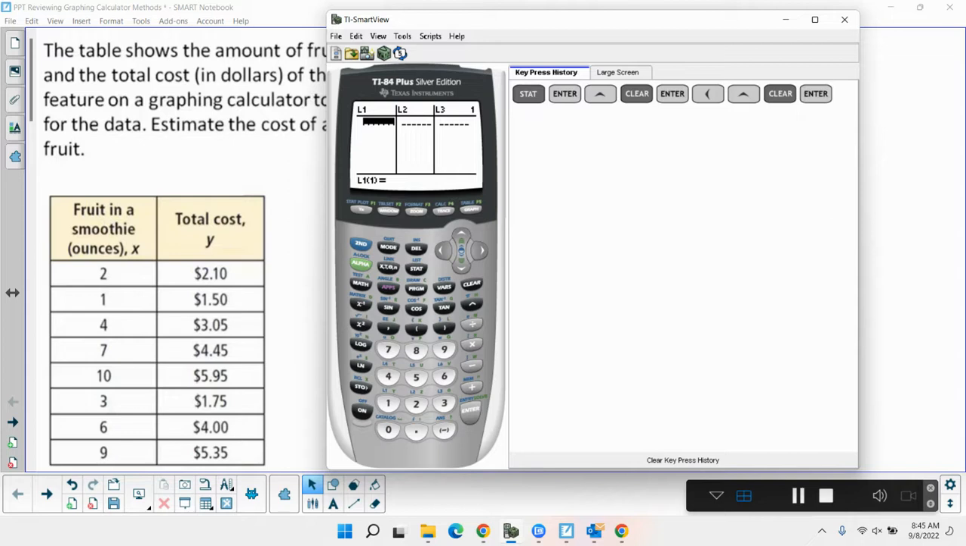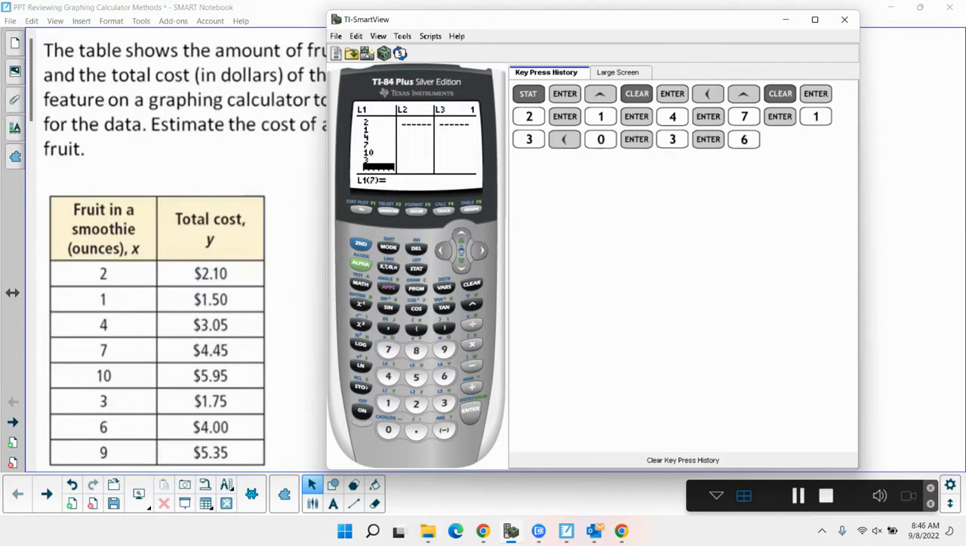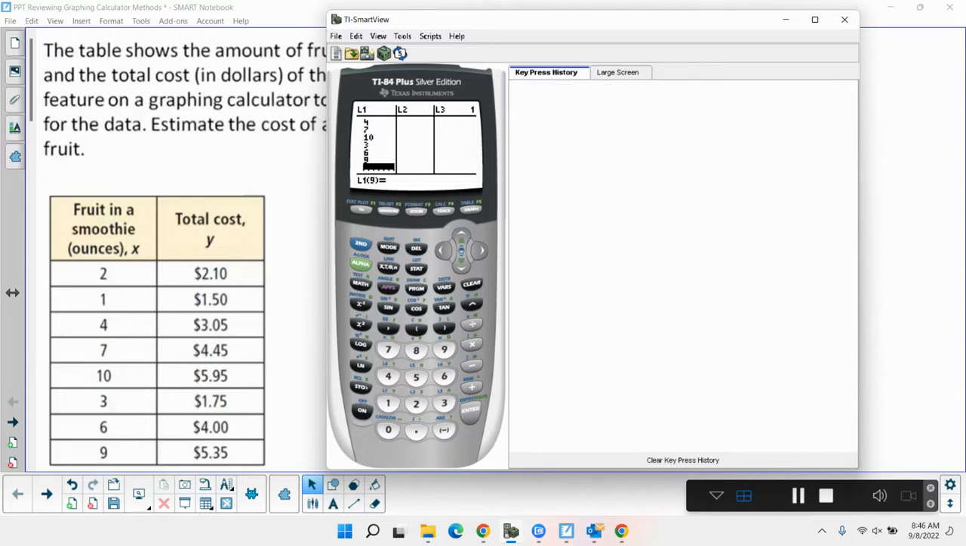All right, so L1 is going to be the X's, the fruit in a smoothie, 2 ounces of fruit, 1, 4, and so on. So just hit enter after each number, 2 enter, 1 enter, 4, 7, 10, oops, not 13, 10, then 3, 6, and 9. All right, so I have those in. Okay, I'm going to clear this history. I hit my right arrow key and it'll go to the top of the next one.